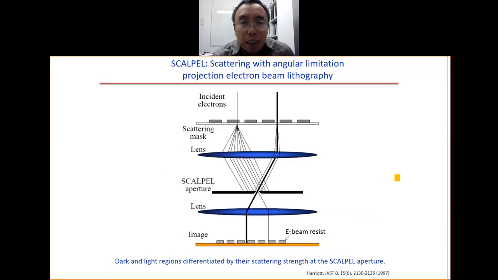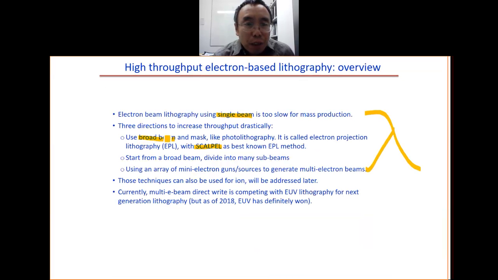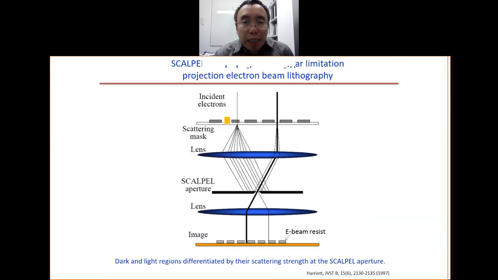The second one is this one, broad beam. So this is like a photolithography. For this one and for this one, we generate the pattern by the exposure using the electron beam. For this one, we copy the pattern from the mask. This is like a photolithography. We have broad beam. We duplicate the pattern from the mask onto the substrate.